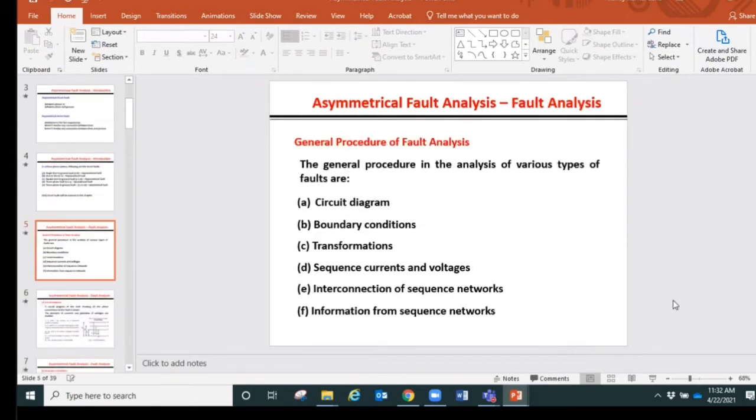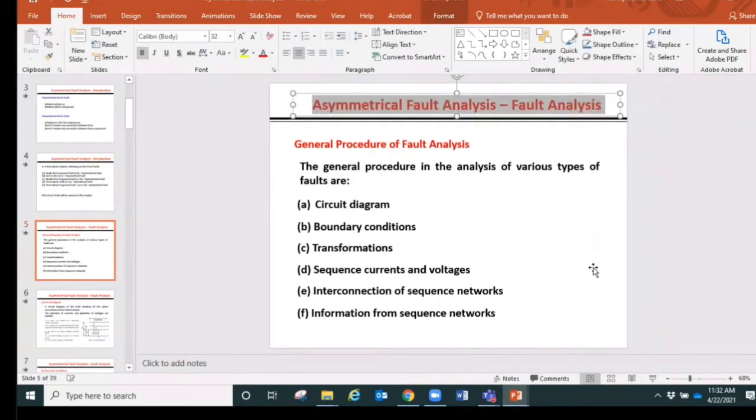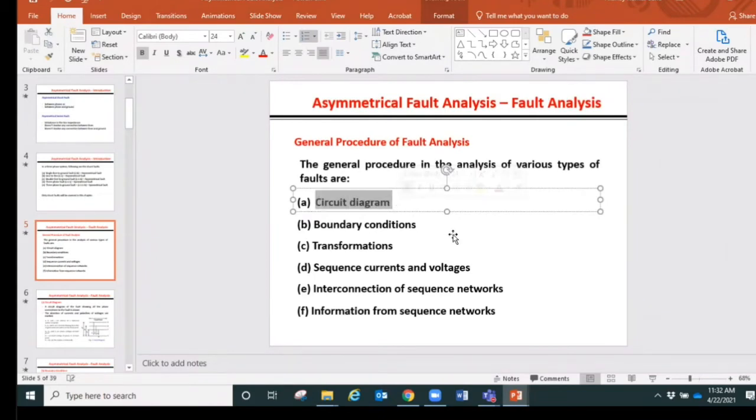Coming to the procedure of fault analysis. When we want to do the fault analysis for asymmetrical faults, we need to follow the general procedure. First of all, we need to have a circuit diagram. If we don't have a circuit diagram, we cannot go to the next step, which is the boundary condition. Sometimes we give you a question, all text, no diagram shown. So the next step for us is to draw the circuit diagram, understanding the text from the question paper. When we have the circuit diagram, we go to the boundary conditions.